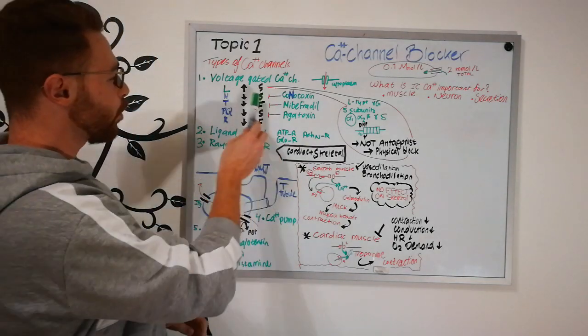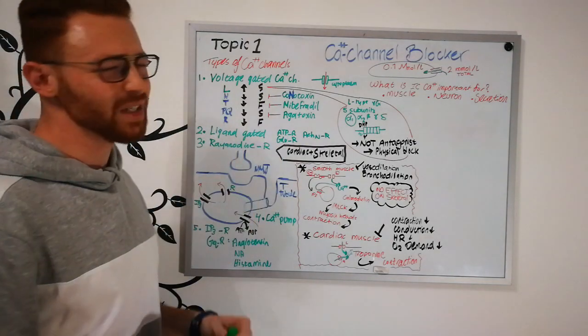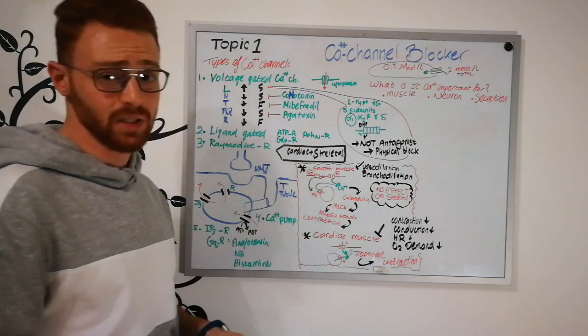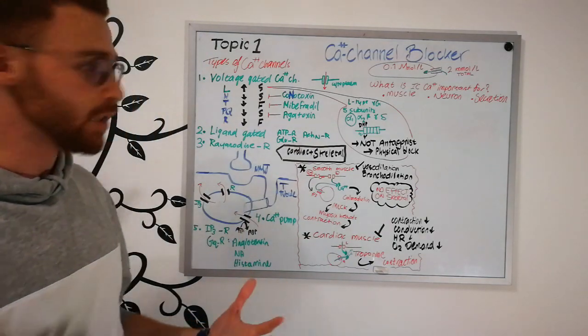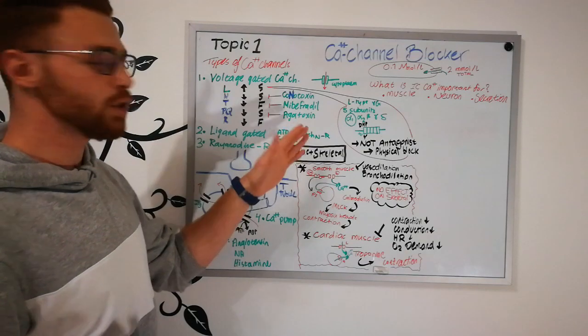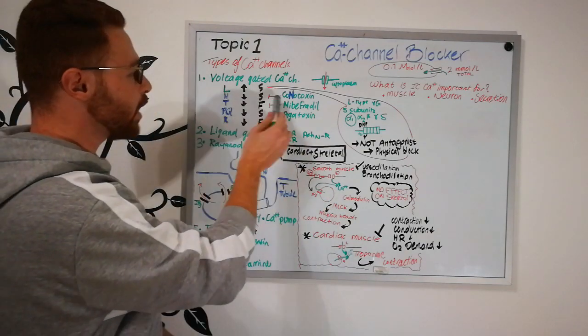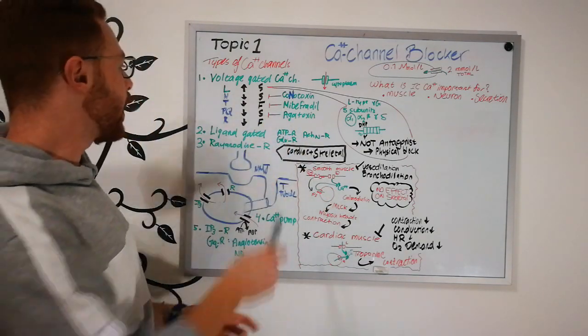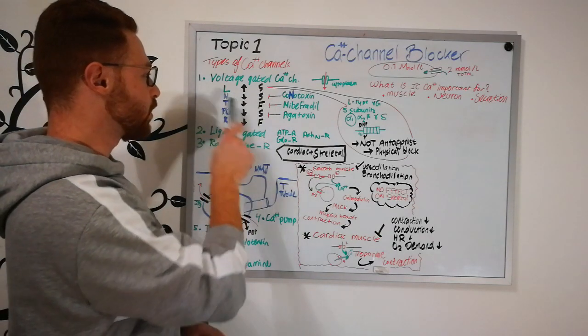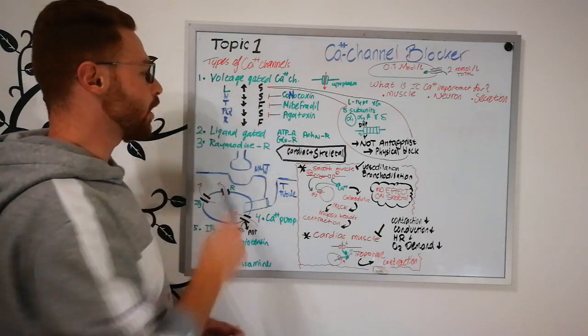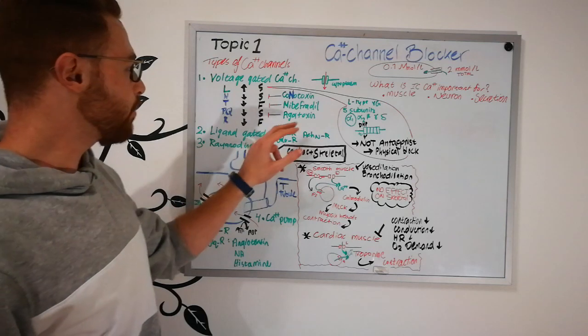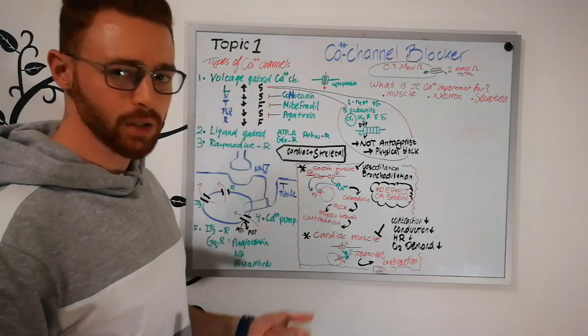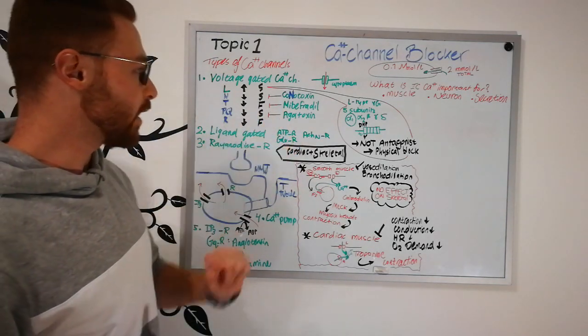We have some blockers for the N, the T, and the PQ. I don't see any importance in my experience, but it's worth mentioning. The N-type can be blocked by conotoxin, and maybe it will help you to remember the N here and the N here, conotoxin. The T-type is blocked by mibefradil, and the PQ is blocked by agatoxin.